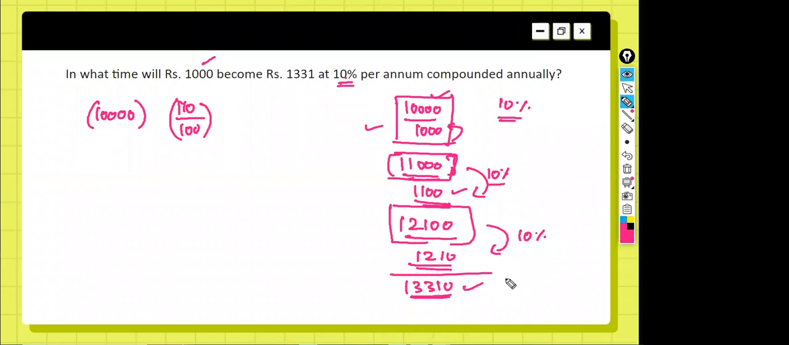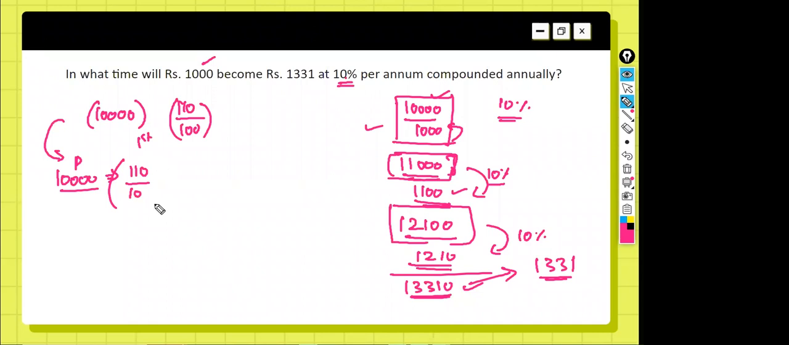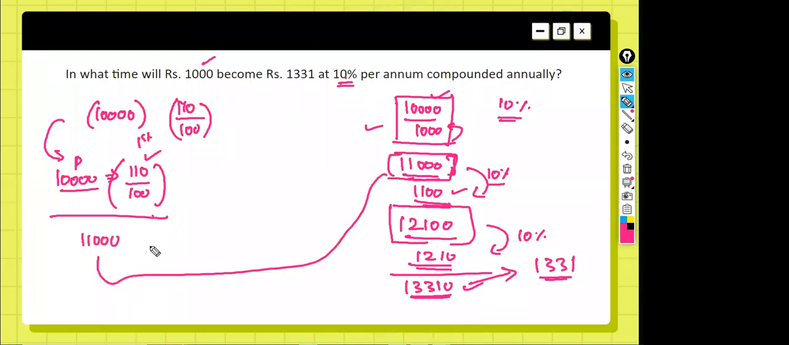From this, 10% will be how much? 1331. This is how it goes. Or this can be simply written as: initially 10,000 is the principal amount with me, and in the first year it is increased by 10%. Instead of 100%, it will become 110%. This will give me the answer of 11,000. And from this 11,000, next year if I multiply 110 by 100, you will get how much?